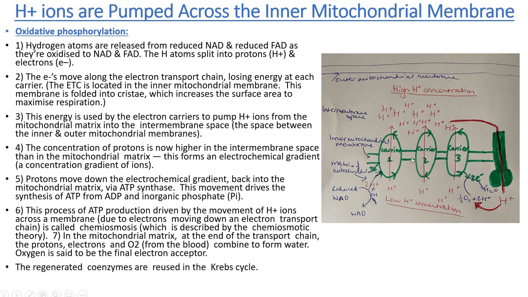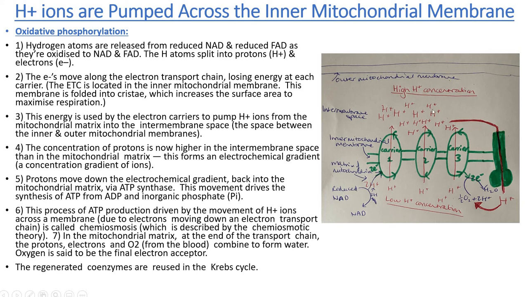And this membrane is highly folded into cristae, which increases the surface area to maximise respiration because you can hold more electron carriers and more ATPase enzymes. So the energy that is released when the electrons move down the electron transport chain is used to pump hydrogen ions from the matrix into the intermembrane space. And therefore there's a high concentration of protons or H+ ions in the intermembrane space and a low H+ concentration in the matrix of the mitochondria.